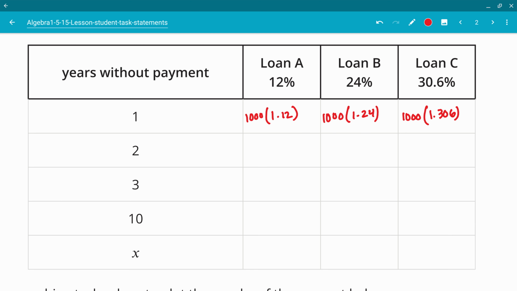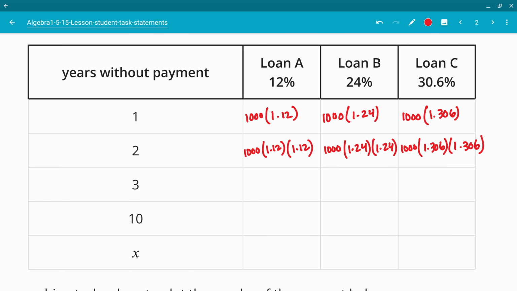If we were going to do it two times, we could write it as 1,000 times 1.12 times 1.12 again, because we did it for 2 years. Sorry, this is going to be 24. 24% interest rate means 1.24. And then this is going to be the original $1,000. Now we got the 30.6% interest rate. Side note, try to avoid paying anything at a 30.6% interest rate.